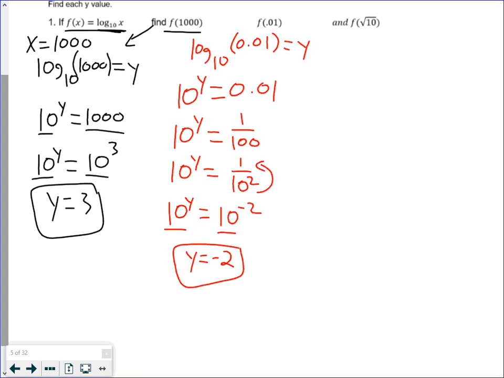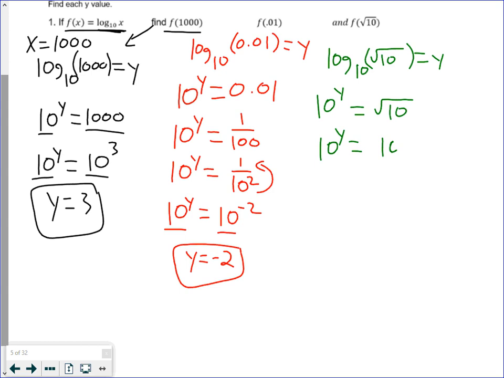And now for the last one, f of the square root of 10. So we'll plug in our x, so log base 10 of the square root of 10 equals y. And now we're going to rewrite this as an exponential. So we get 10 to the y equals the square root of 10. And the square root of 10, we can rewrite as 10 to the 1/2. And now that they both have the same base of 10, we can set the exponents equal to each other, and we get that y equals 1/2.